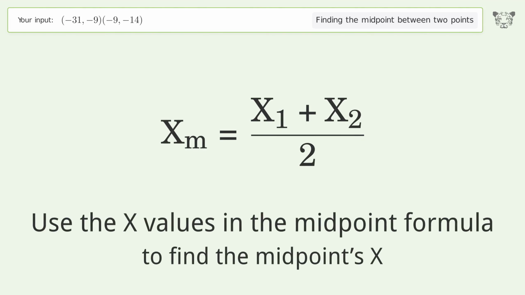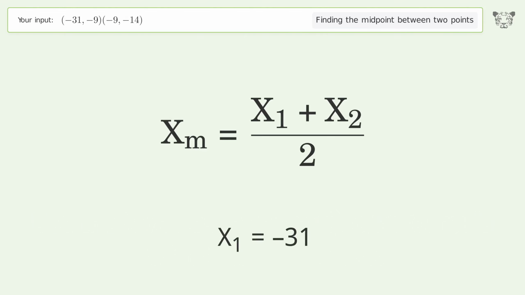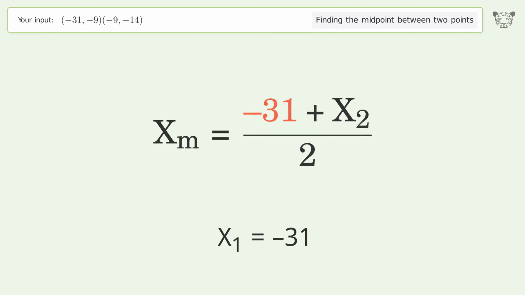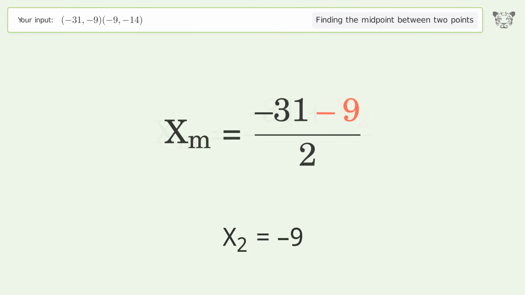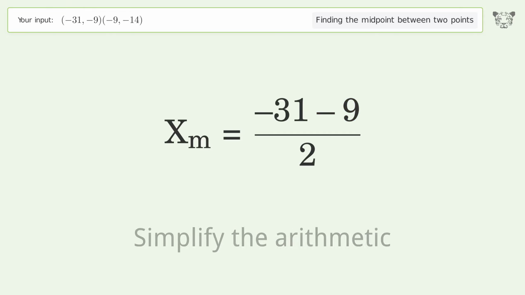Use the x values in the midpoint formula to find the midpoint's x. x1 equals -31. x2 equals -9. Simplify the arithmetic.